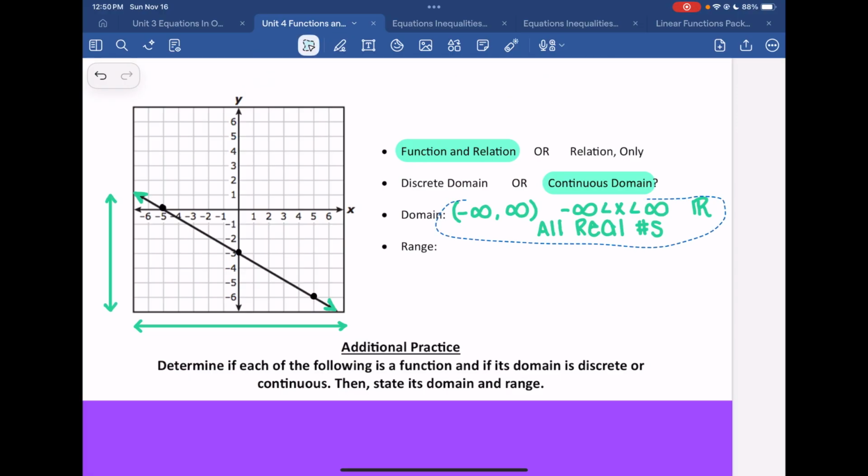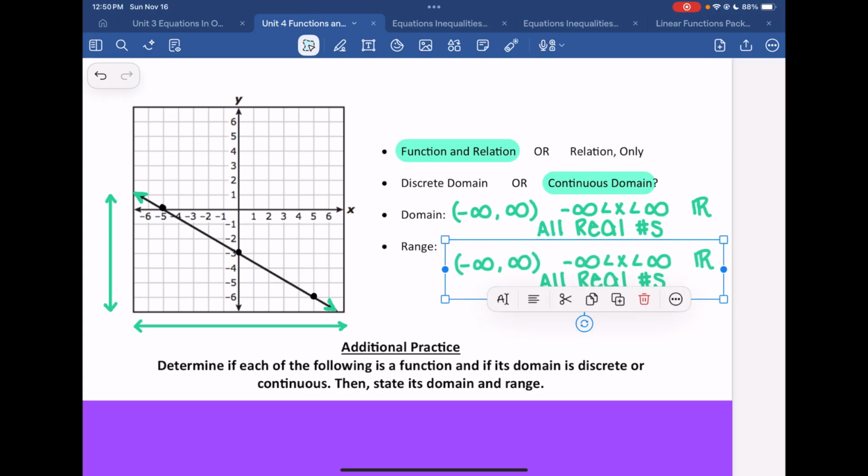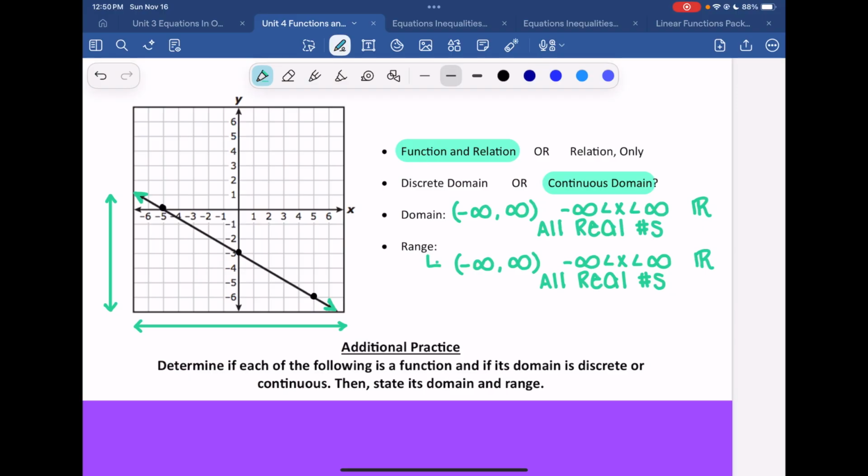So I'm just going to copy this, but I do have to make one edit, and that's what I messed up before. If you're going to write it like this, you have to use a y for the range, or an f of x, or whatever the y variable is. Okay?